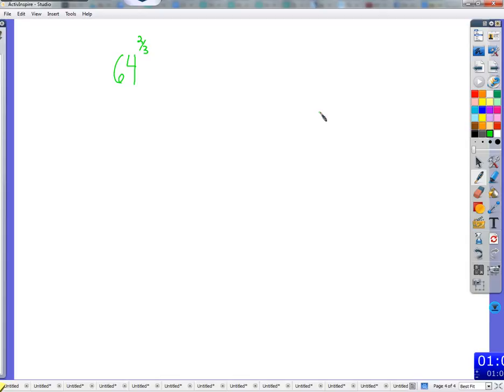And I'm just going to remind you, if I write 5 to the 3rd to the 4th, how do those powers combine? Multiply the powers. So think about that as you think about this. Now I know what a fraction like 1/3 means. Can I use that? Okay, so talk about that with each other.